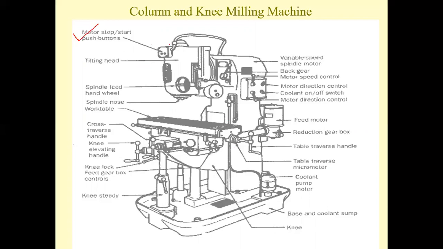Even in this, the spindle head has an electric motor, which drives the spindle. There is also a tilt head in some machines. Not on the plain column and knee type milling machine, but on advanced milling machines, you can tilt this about this particular axis. So the spindle head can rotate about particular angles. That you can see in the next slides.